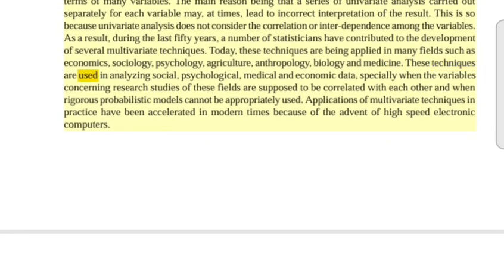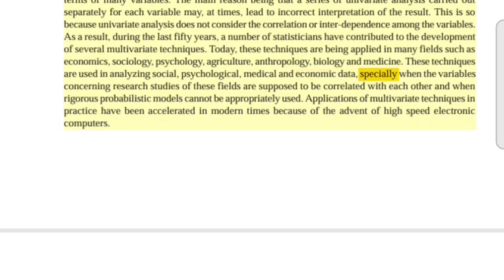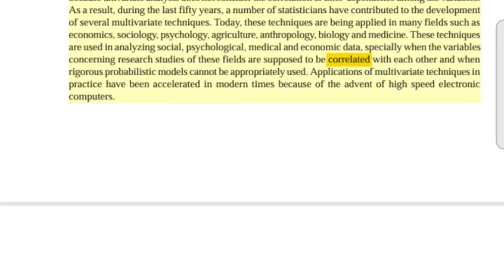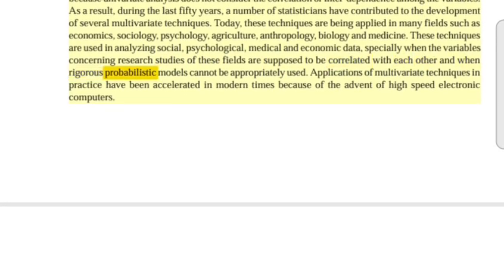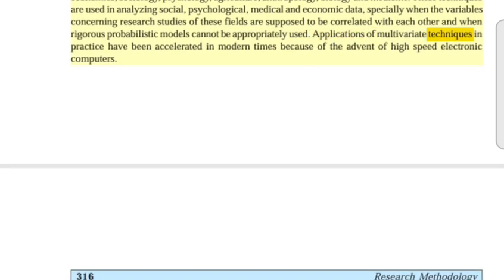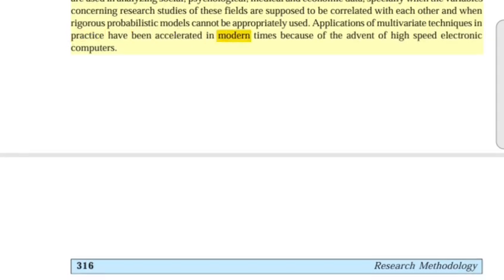These techniques are used in analyzing social, psychological, medical and economic data, especially when the variables concerning research studies of these fields are supposed to be correlated with each other and when rigorous probabilistic models cannot be appropriately used. Applications of multivariate techniques in practice have been accelerated in modern times because of the advent of high-speed electronic computers.